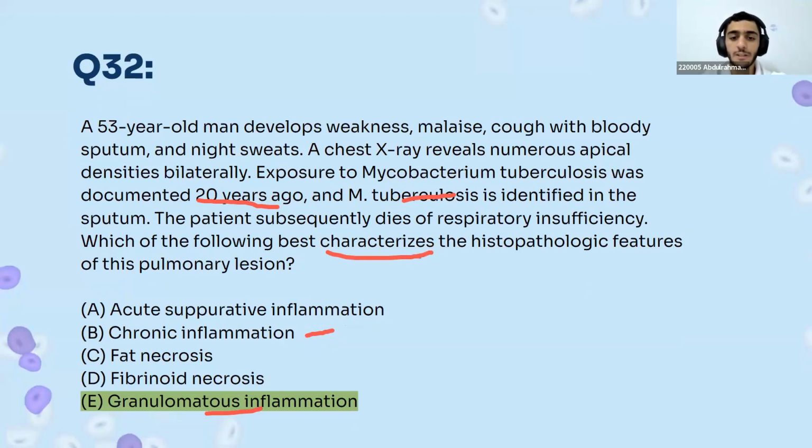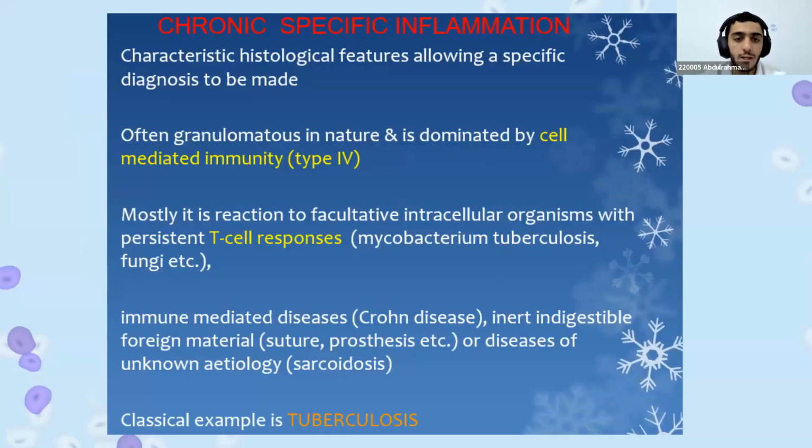Characterizes is basically why granulomatous is the better answer for this choice, because it's asking you which one of the following characterizes it. But yeah, the chronic is not 100% wrong. Let's just go for granulomatous because it is the characteristic one and the better choice right here. And as you can see, it says granulomatous in nature for tuberculosis. So TB is going to be the specific chronic inflammation. All right, next question.